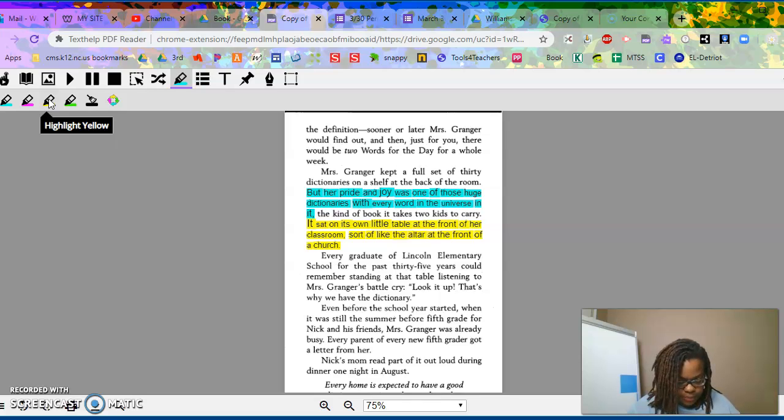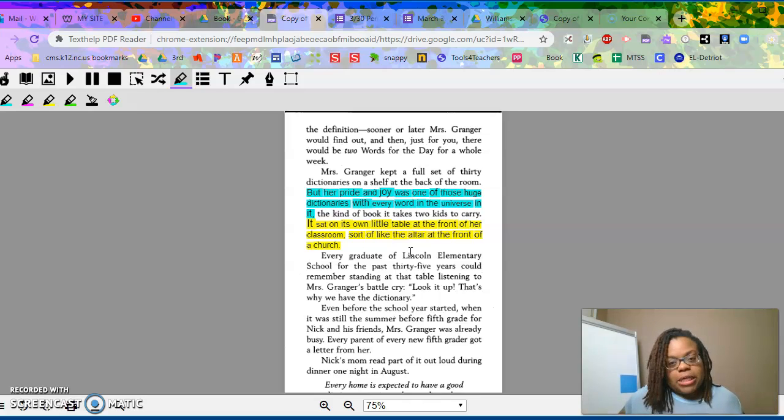it says A, the desk behind Nick. She's not comparing it to the desk behind Nick. It, the dictionary, sat on a little table at the front of her classroom, sort of like the altar in front of the church. So I'm comparing where and how her dictionary sits to where and how a Bible might sit at the front of a church on a little altar, a little table.